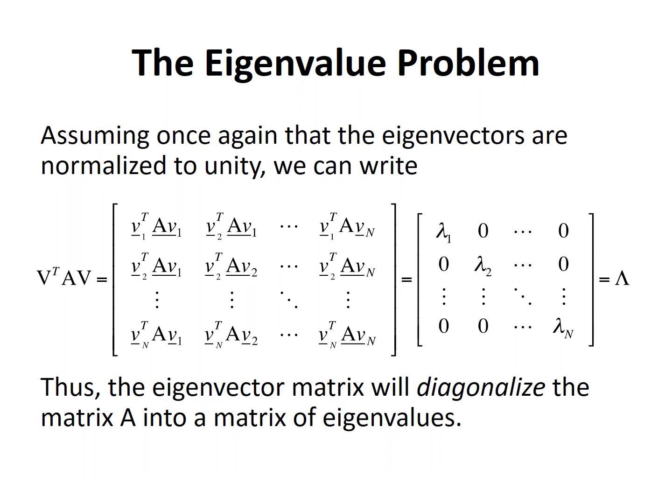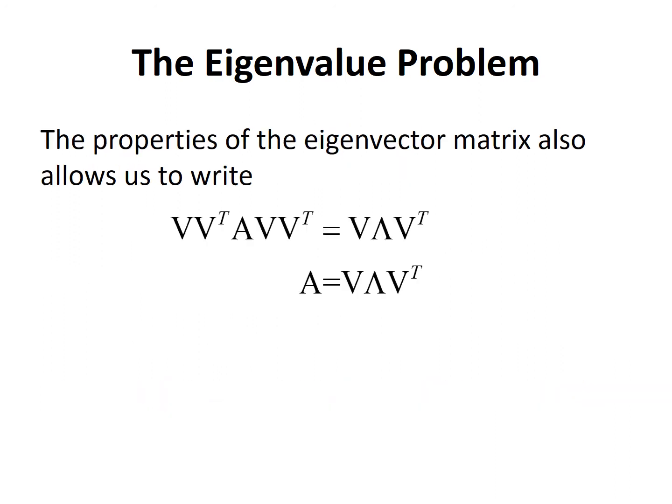Thus, we see another important property of the eigenvector matrix. Once the eigenvectors of the matrix A have been found, the matrix of eigenvectors V can be used to diagonalize the matrix A through the matrix product V transpose A V. Similarly, we can show that the matrix A can be written as the matrix product V lambda V transpose, where lambda is a diagonal matrix of the eigenvalues of A.